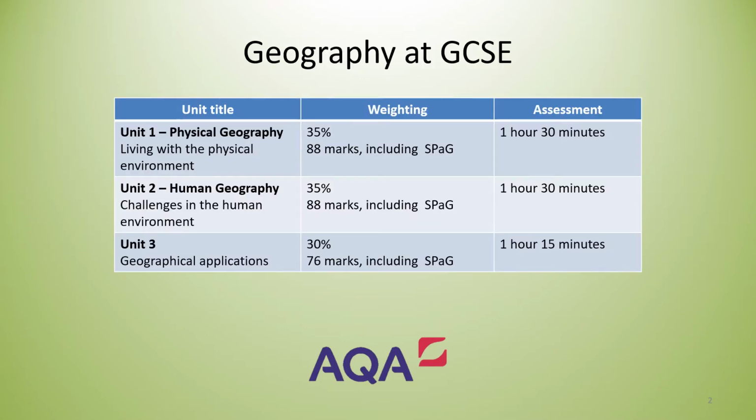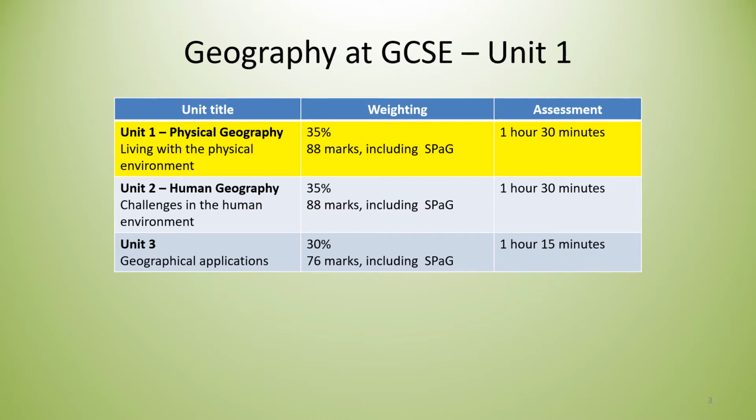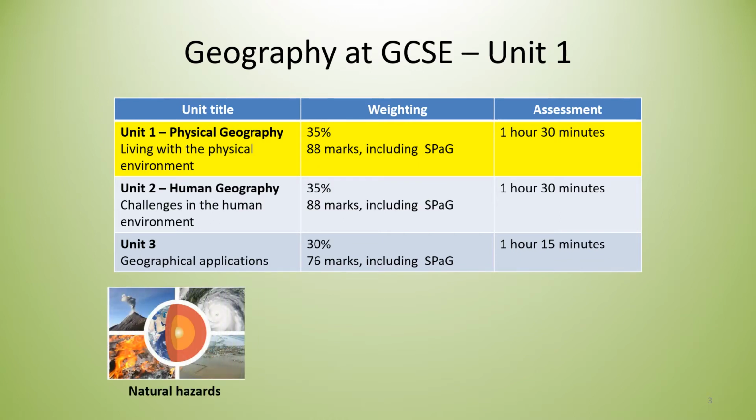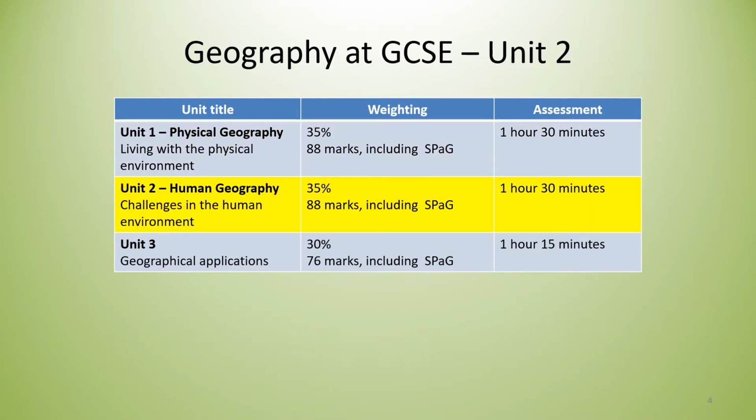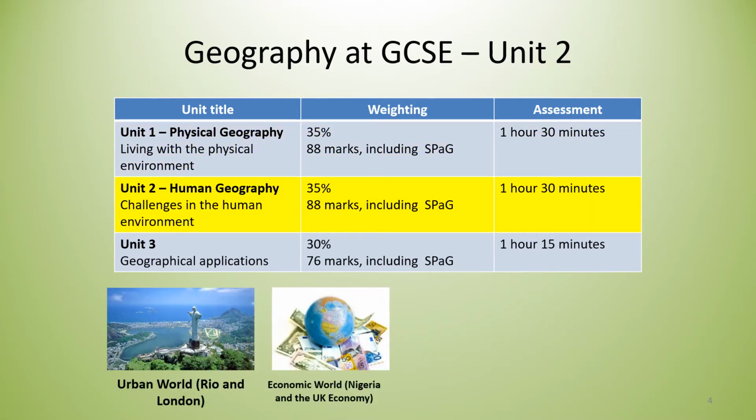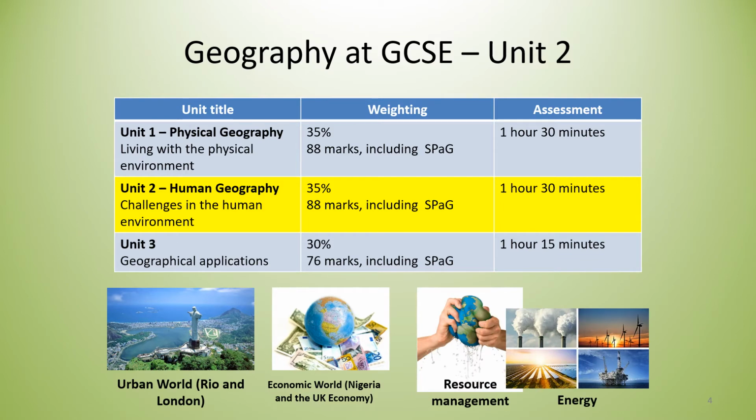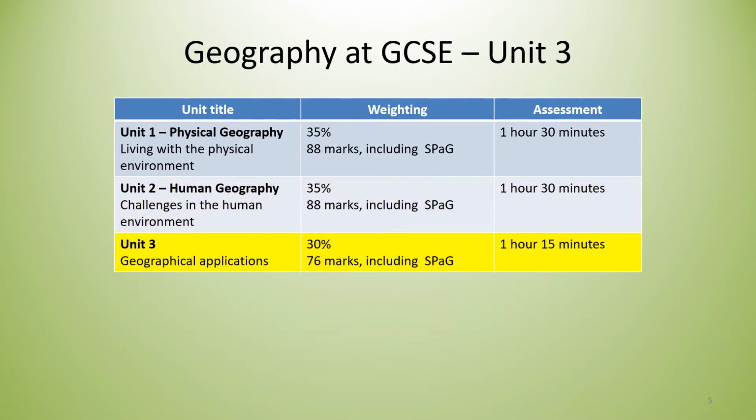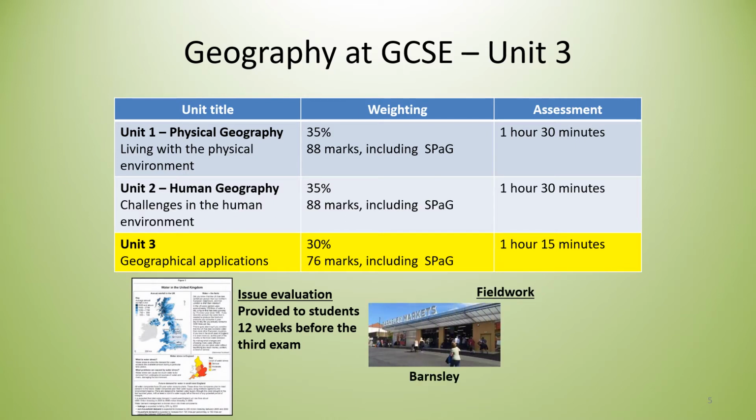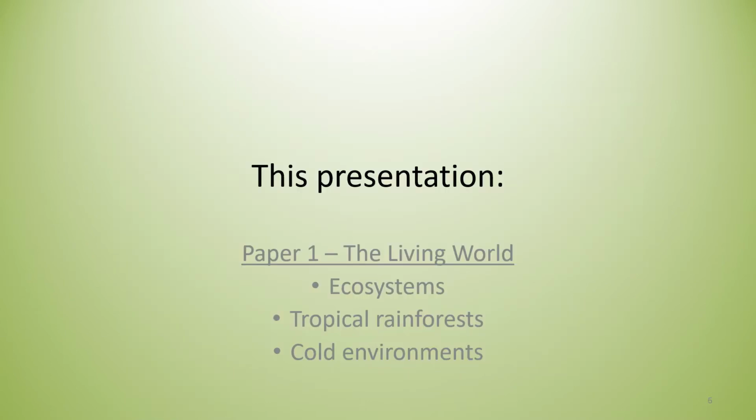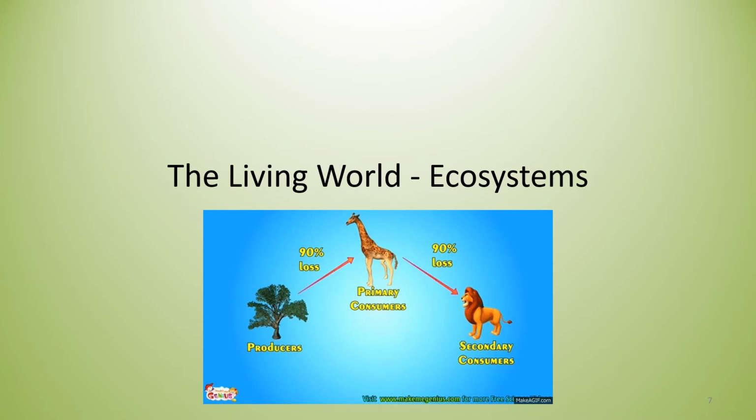A quick reminder, you've got 3 exams. The first one is the physical geography exam, which includes natural hazards, ecosystems, coasts and rivers. The second paper goes through urban world, economic world, resource management and energy. And then finally, that third paper is the issue evaluation, which changes every year, and the fieldwork elements, which are Barnsley and Mappleton. Now, though, I'm going to be going through the ecosystems, tropical rainforests, and cold environments.